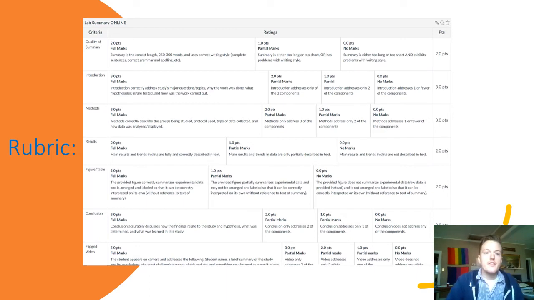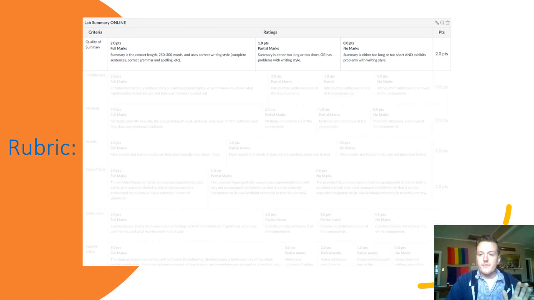So to start with, the quality of the summary. This one is very straightforward. Is it the right length, and can I read it easily? Is it grammatically correct? If it's around 300 words, and it's good sentences, then you're going to get 2 points for this one. Typically, students are losing points on this one because it's way too long. It should be about a page. Your figure can push it over 1 page, but roughly 1 page is what we're looking for.